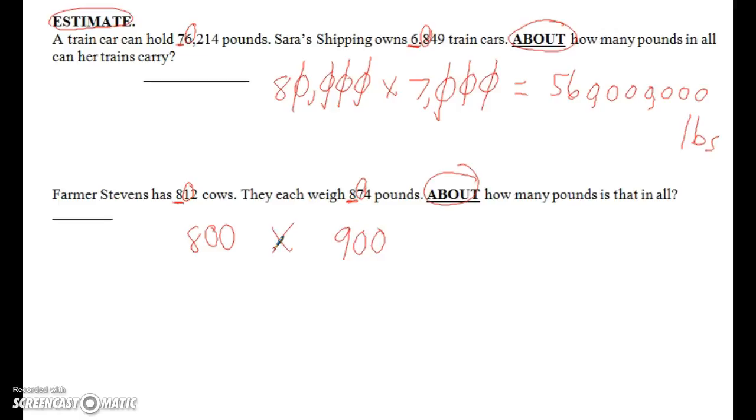So I'm taking 800 times 900. We've got 1, 2, 3, 4 zeros to get rid of. And then I've just got 8 times 9, which is 72. So her cows, or his cows, all together weigh about 720,000 pounds. And hopefully you'll be ready for the test tomorrow.